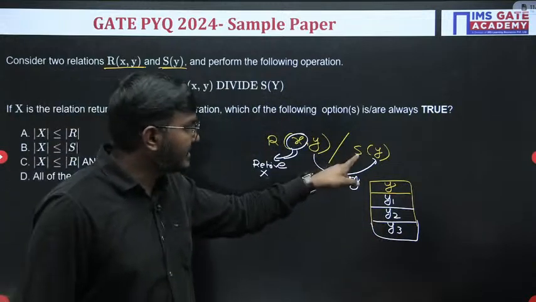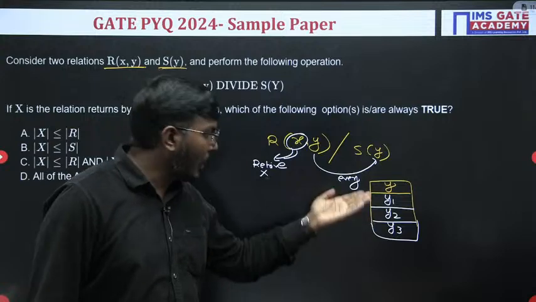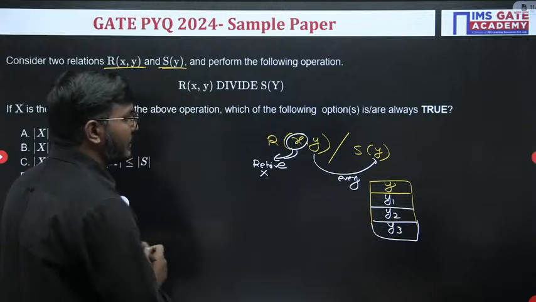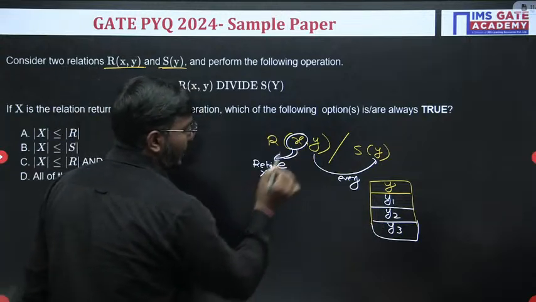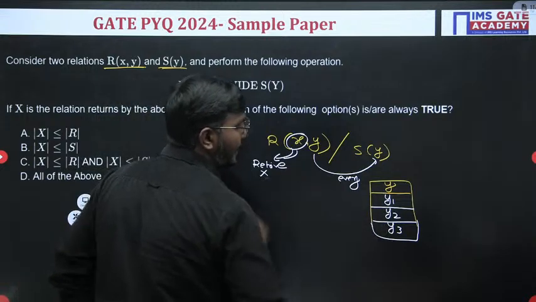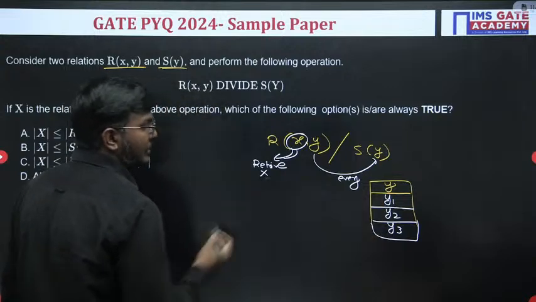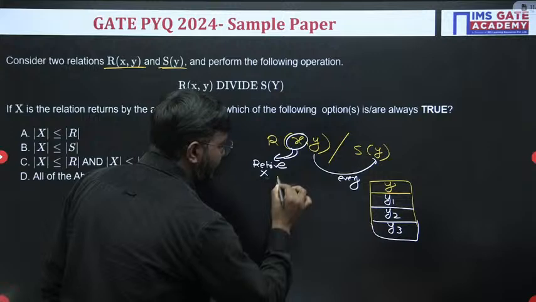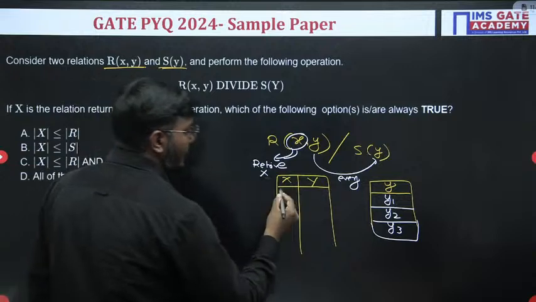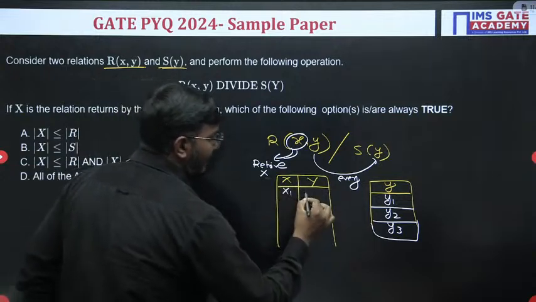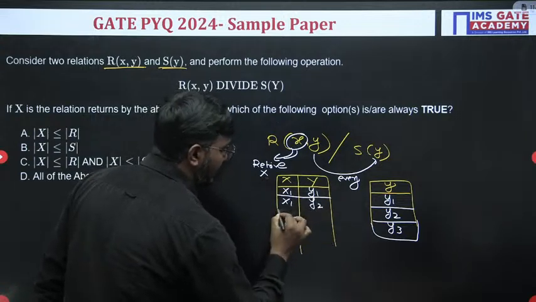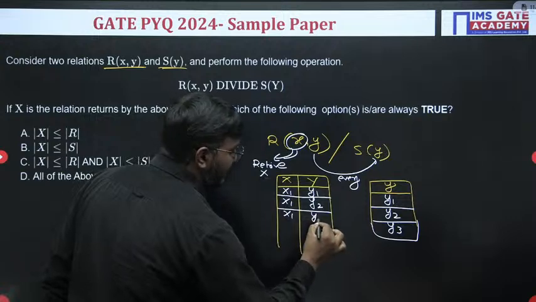Understood? In the S relation, if I project y, then I get only these three records: y1, y2, and y3. Now it says retrieve the x only if the respective y value matches all the y values of this denominator. Now let's assume in R I have x and y. The first record is x1 with y value y1. The second record is x1, y value y2. The third record is x1, y value y3.